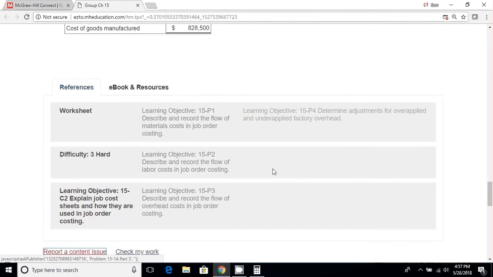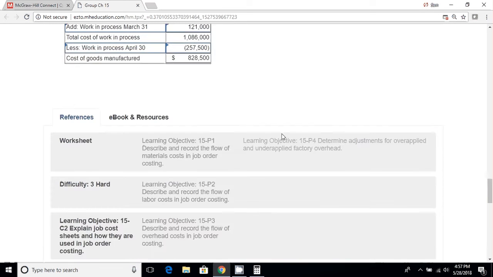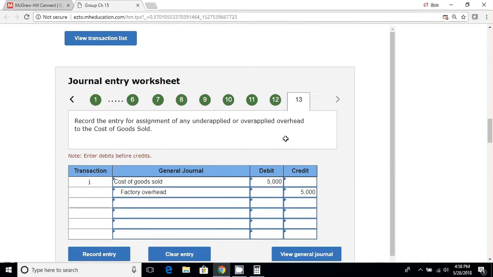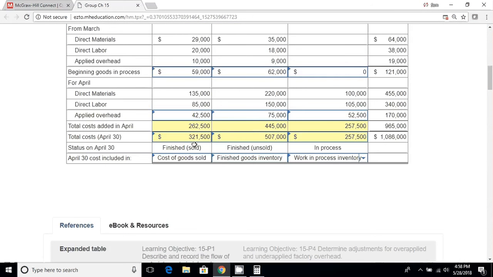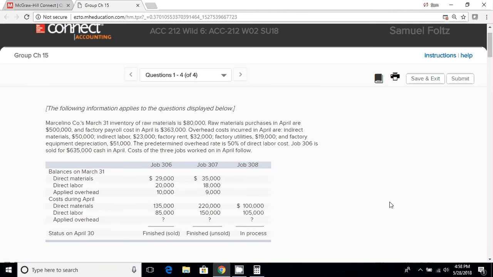Okay, and then we're almost done. It says compute the gross profit for April. Do you remember from Principles 1 how to compute gross profit? It's not all that hard, right? We're going to take sales minus our cost of goods sold. Well, what did we sell? We sold job 306, right, which had a cost of $321,500. We sold it for $635,000.